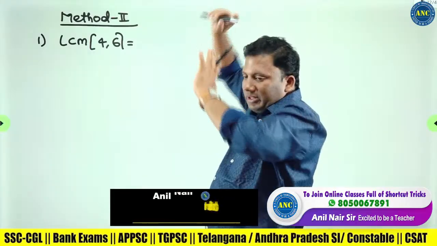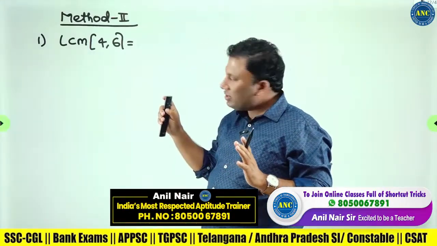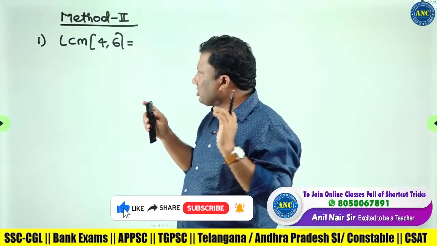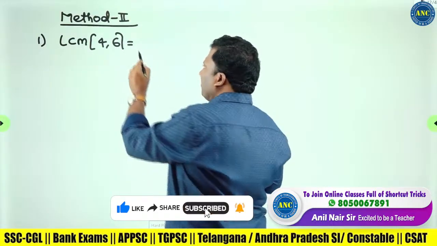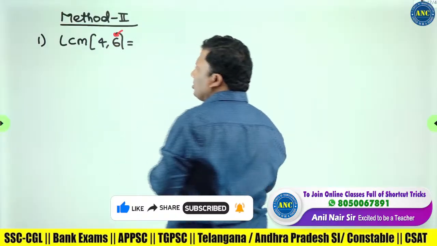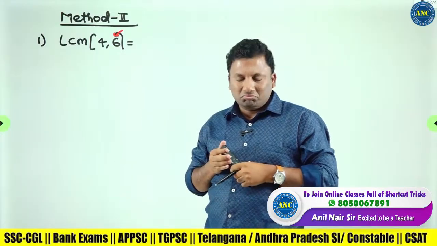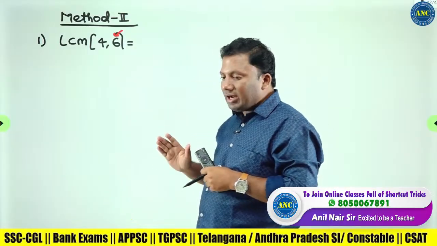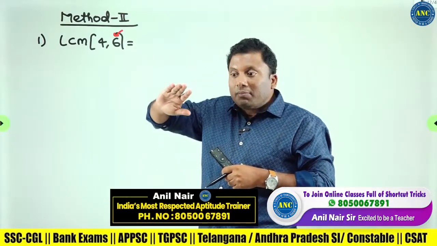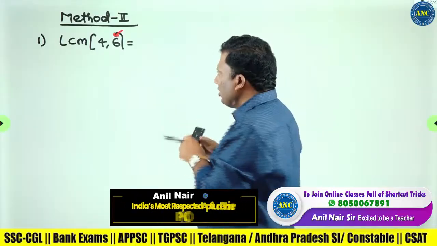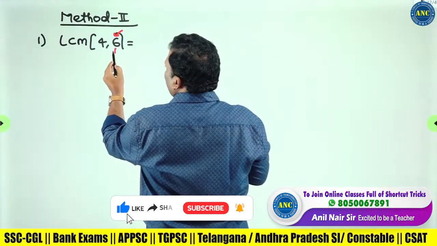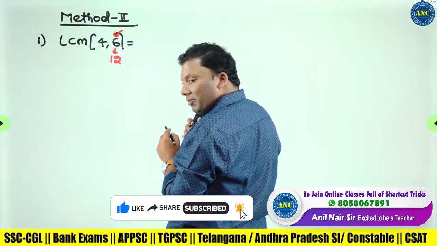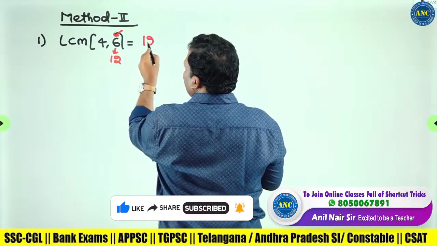First method, listen, then you can write. We should always attack which number? Highest number. I went to the highest number, 6. Is 6 divisible by 4? If the largest number is not divisible by the other number, take the multiples of the largest number. 6 is not divisible by 4. Multiple, 6 2s are 12. Is 12 divisible by 4? Yes. So answer for this question is 12.